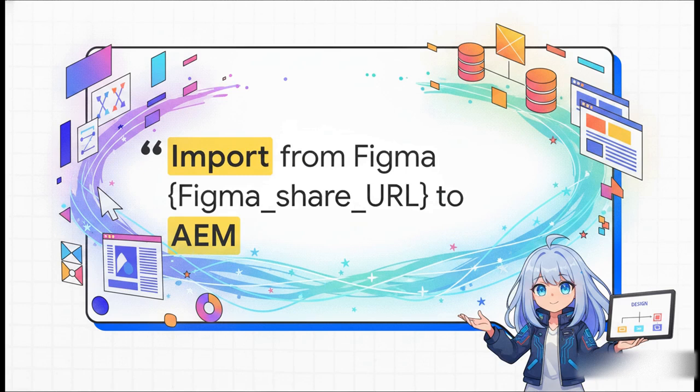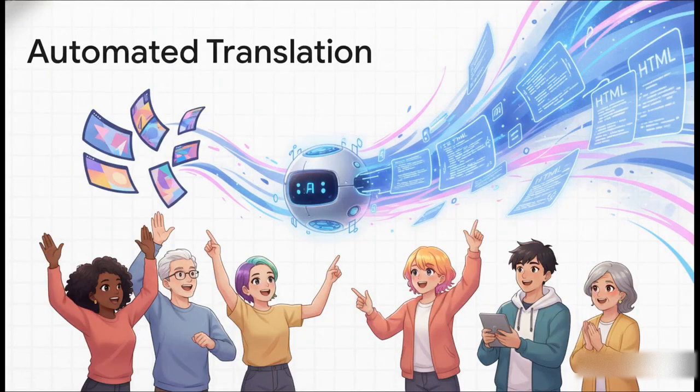Using agentic AI capabilities, a user can just type import from Figma, drop in their Figma share URL, and say to AEM. That single, simple prompt initiates this incredibly complex background import process that literally bridges the gap between your design team and your content management system in seconds. This automation translates abstract AI capabilities into concrete, massive operational time savings.